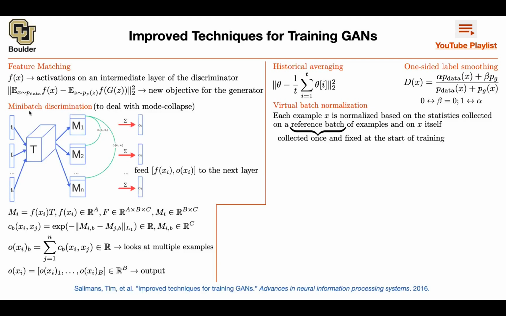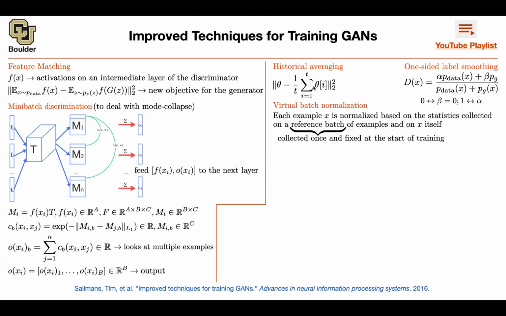The idea here is not only look at a single image, look at the images in the neighborhood, not even in the neighborhood, look at some other images, and then use those as features that are going to go inside your discriminator. And this is going to help you deal with the mode collapse.